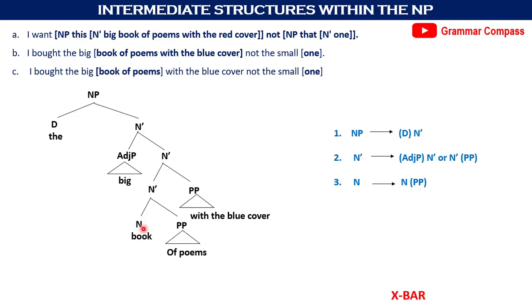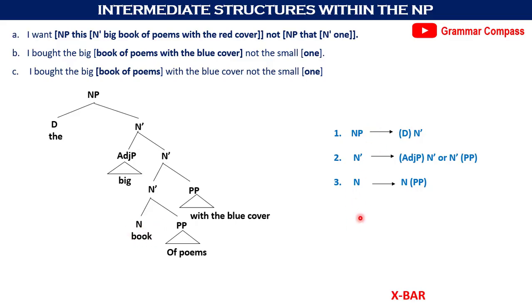Now notice that we don't have any N bar, which means the noun head is not an intermediate category. You cannot replace it with "one." Let's try that. Can you say "the big one of poems with the blue cover?" That is not correct in English. It may be correct in other languages, but here you can't replace the noun head with "one." It is never in an intermediate level.